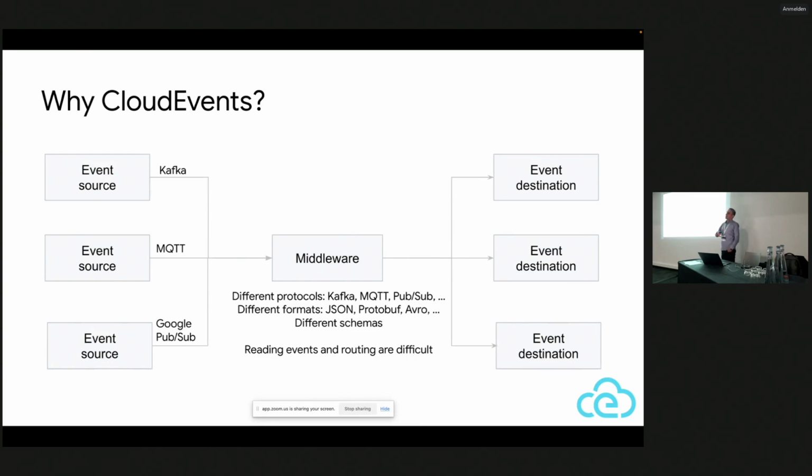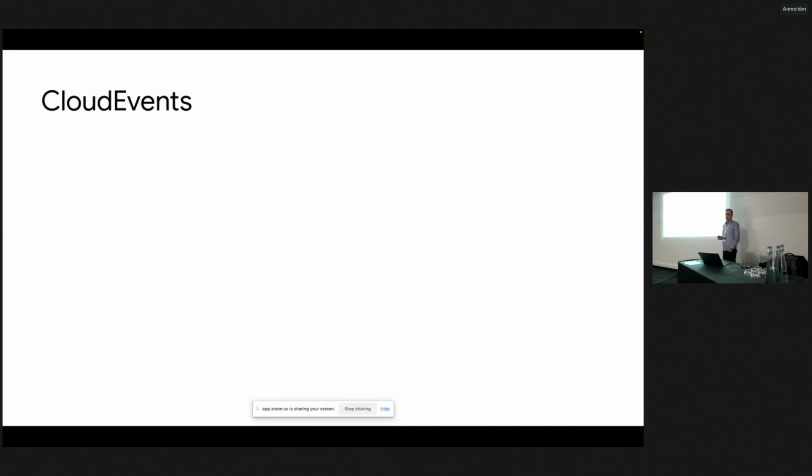So how do events get sent over the wire? Is it JSON format or is it something more efficient like protobuf, or maybe it's Avro? Your events have their schemas, so you need to keep track of that and ideally communicate that so people know what to expect. So the thing is that reading events and routing is difficult, and maybe you have multiple middlewares to handle all of this, right? And how do you do this, and is there a standard you can use?